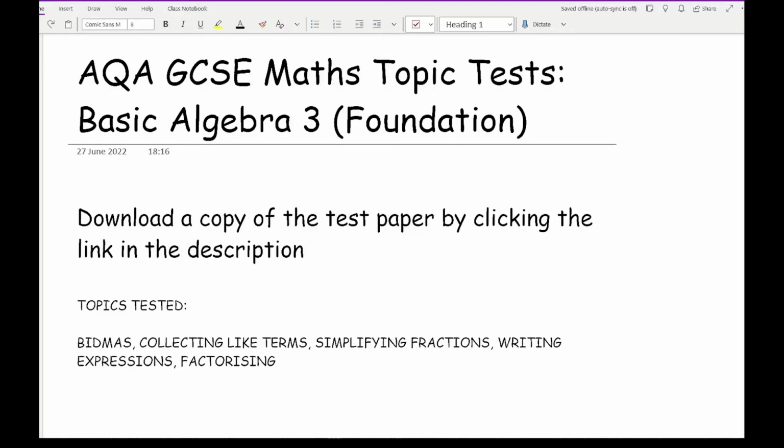Before we get started on working through this test paper, it's worth mentioning that there's no indication about whether these questions will appear on a calculator or non-calculator paper, because algebra can appear on both. So it's worth making sure that you're able to do these questions without a calculator, thus allowing you to do it with a calculator. So let's get started.